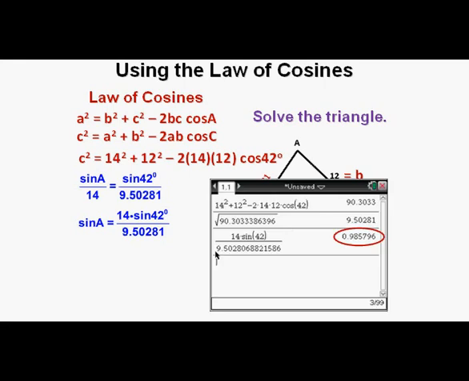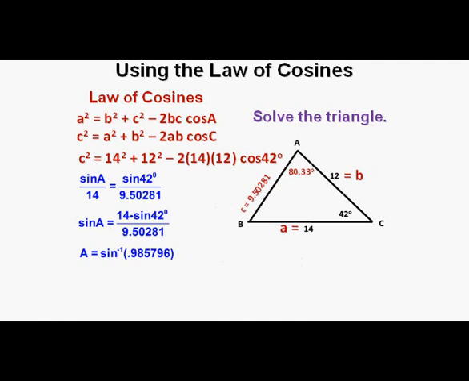We get sine A equal to 0.985796. From here we find angle A by taking the inverse sine of 0.985796. And in our calculator, here it is worked out. So angle A is calculated to be 80.3318 degrees. So we label angle A as 80.33 degrees.